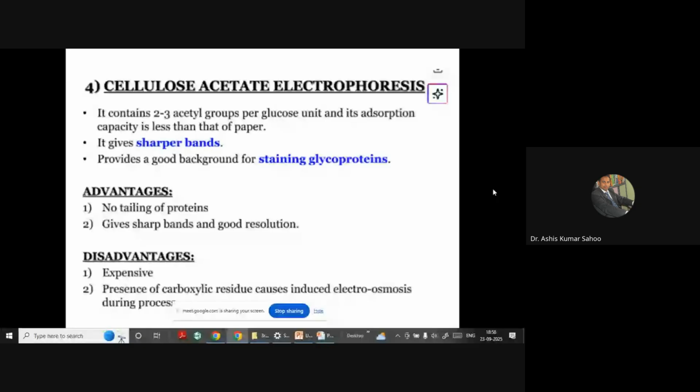Cellulose acetate electrophoresis. It contains three acetyl groups, and the absorption capacity is less than that of cellulose. So it gives sharper bands. It provides a good background for staining glycoproteins. Advantages: no tailing of protein, gives sharp bands and good results. Disadvantages: expensive, and the carboxylic residues cause huge electroosmosis. So these are the advantages and disadvantages.